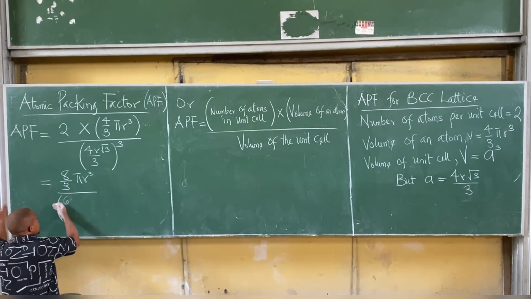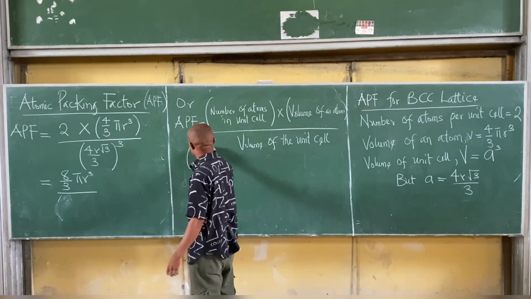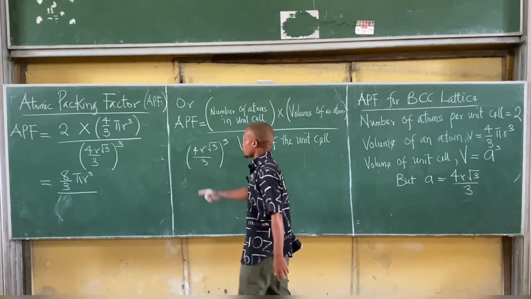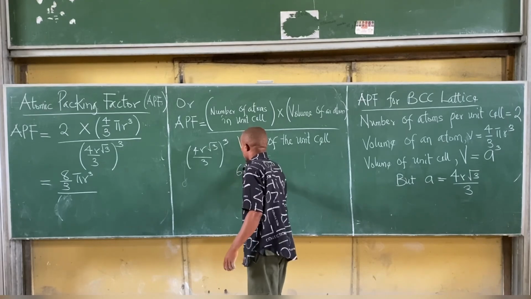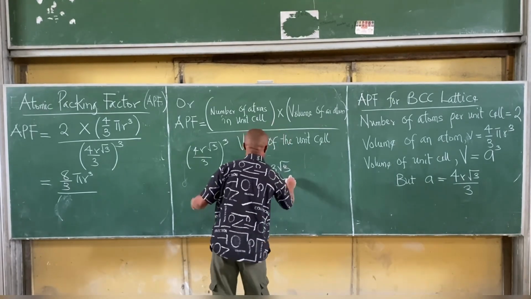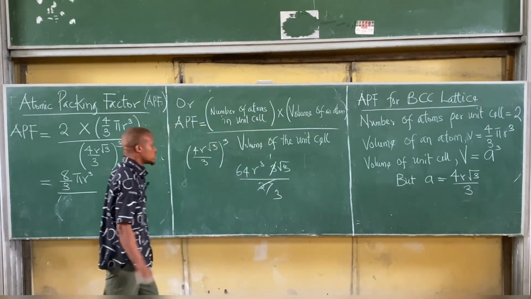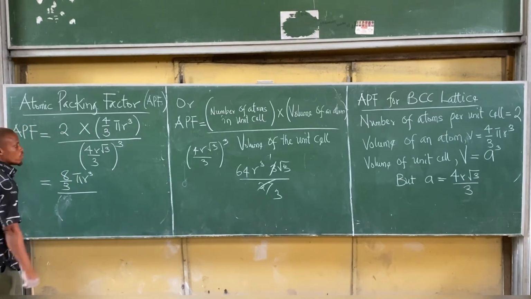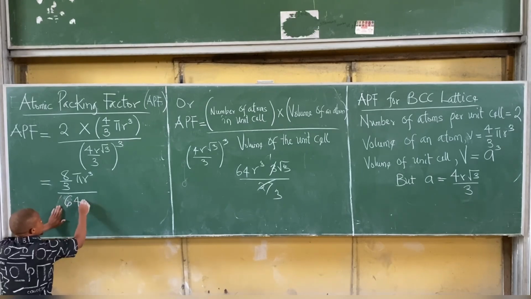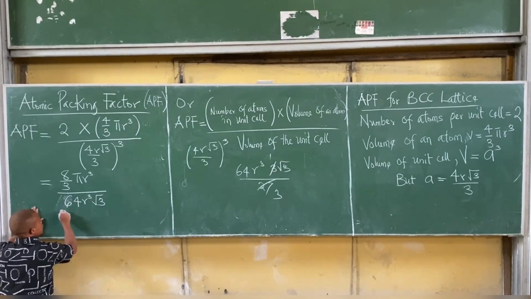Okay, let's solve that separately. (4r√3/3) cube gives me 64 r cube times 3√3, all divided by 27. So our final answer for this is 64 r cube times 3√3 divided by 27, which simplifies to 64 r cube √3 divided by 9.